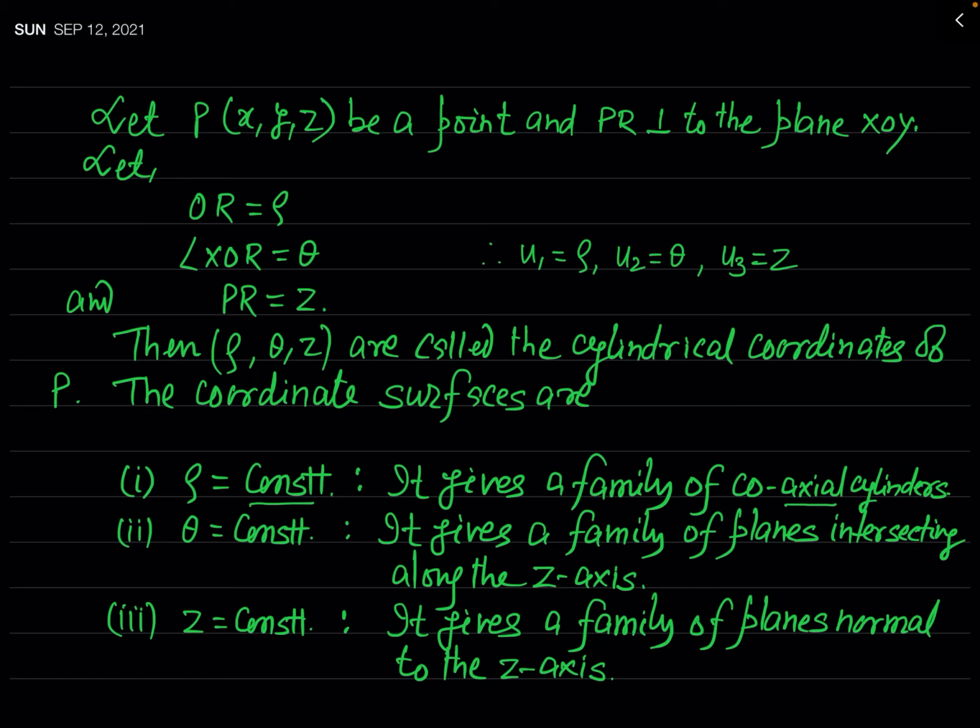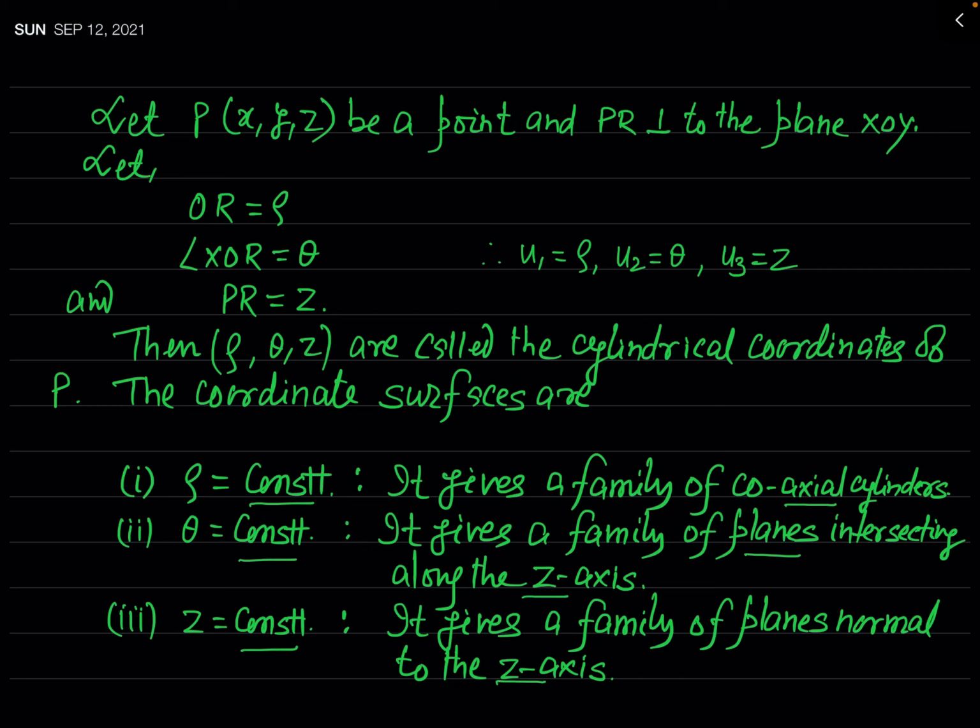Similarly, the equation theta equal to constant is the equation of another coordinate surface, and it gives a family of planes intersecting along the z-axis. The third surface is represented by the equation z equal to constant, and this equation gives a family of planes normal to the z-axis. So these are the three coordinate surfaces.